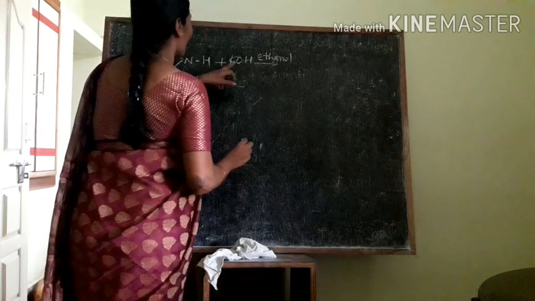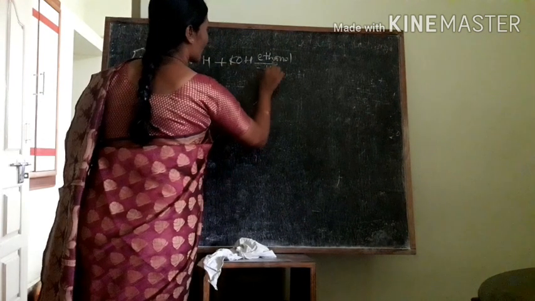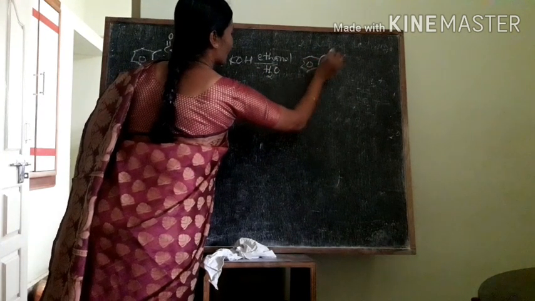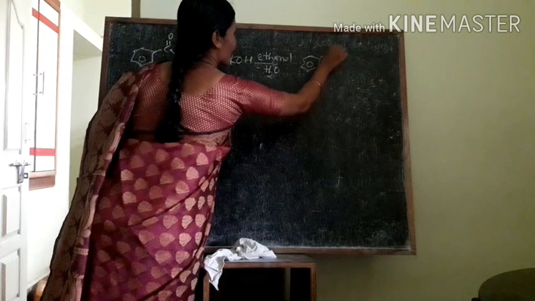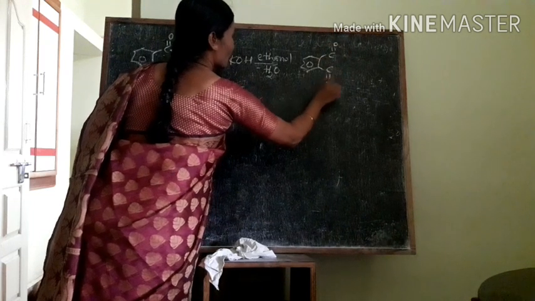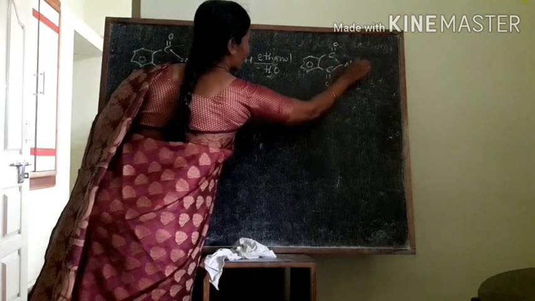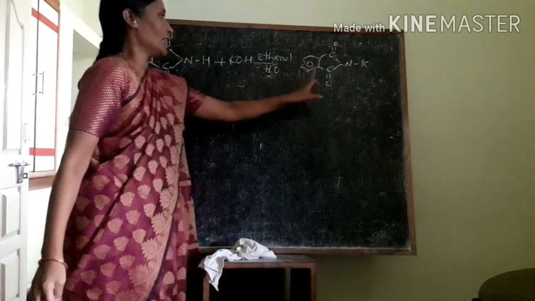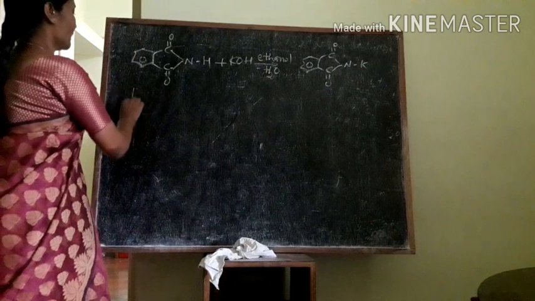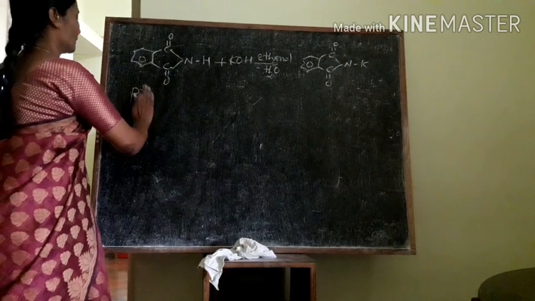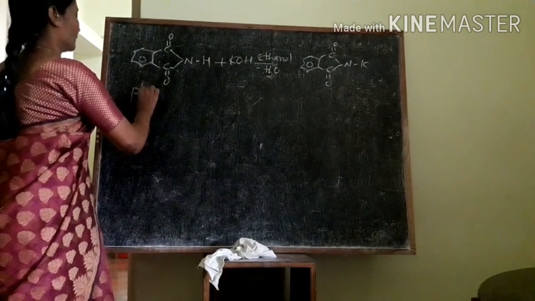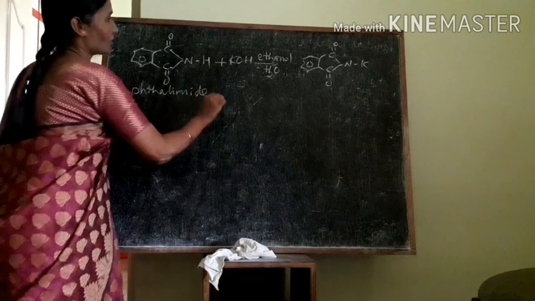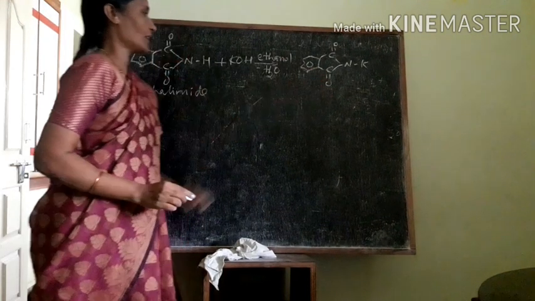There is a possibility of removal of H2O, and what remains is a salt, C=O, C=O, and NK. This is said to be the potassium salt of phthalimide. Its name is potassium phthalimide.